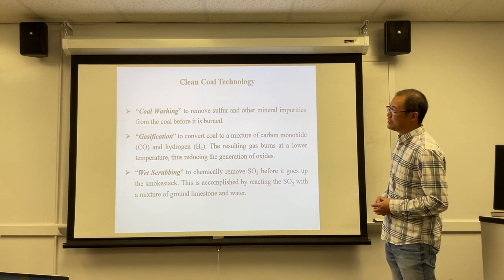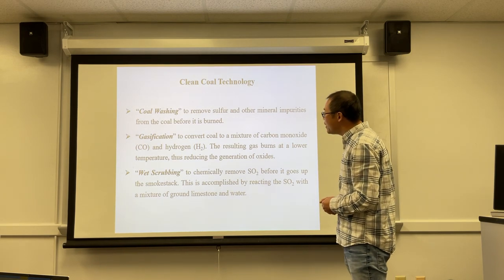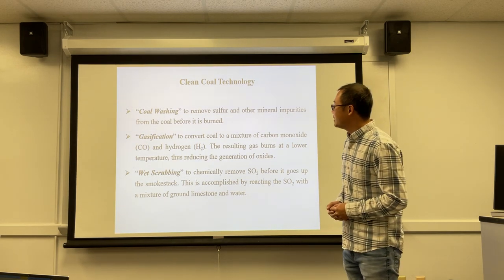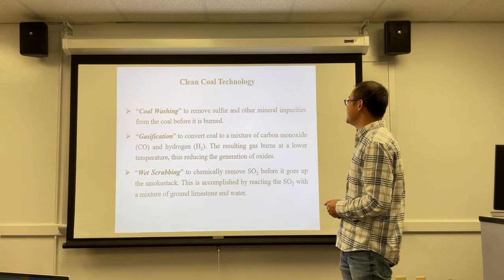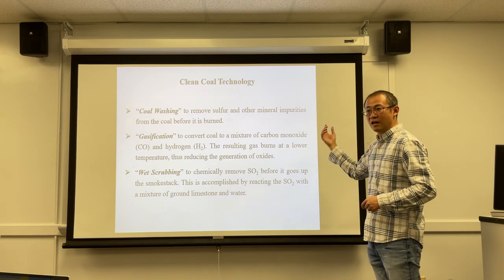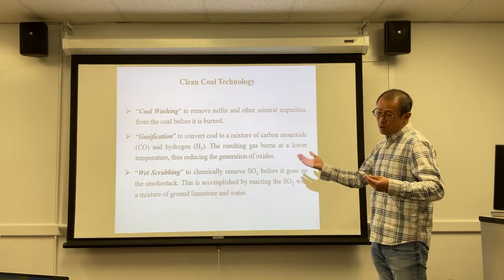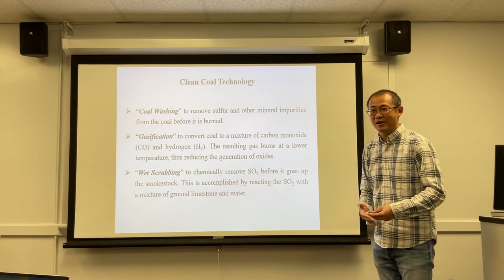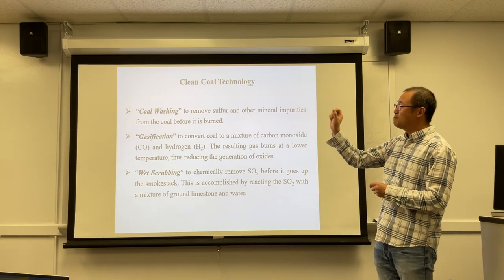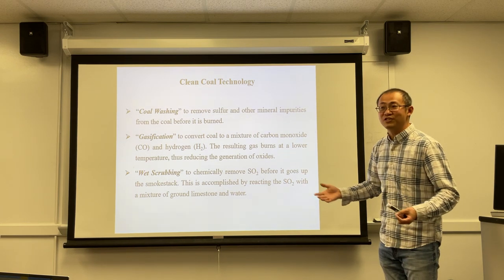The first technology is called coal washing. Washing means removing those dirty elements, such as sulfur or mineral impurities, including mercury. Remove those elements before you burn them. But of course, you cannot remove carbon because you're still burning carbon. But you can remove these minor dirty elements by washing the coal.